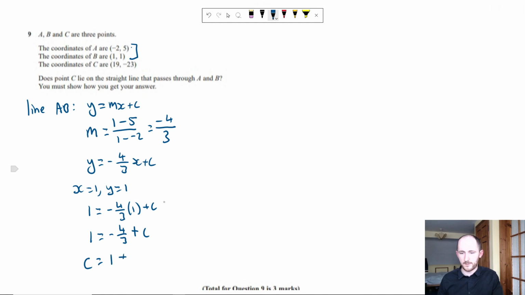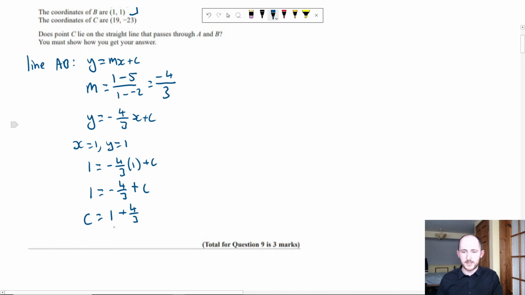So that's 1 plus 4 over 3. Again, I'm going to assume it's non-calculator. So if you wanted to add these, you need to make the denominators the same. So I'll times the top and bottom by 3. So that equals 3 over 3 plus 4 over 3, which is 7 over 3.